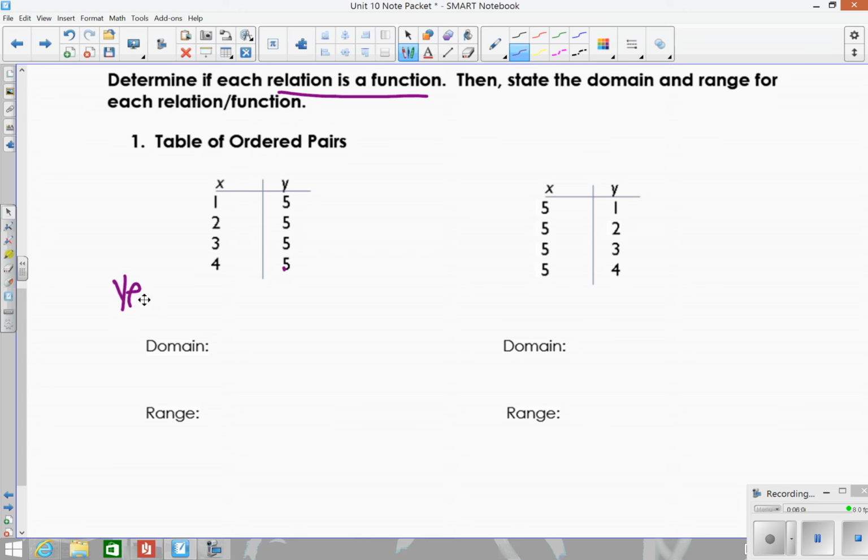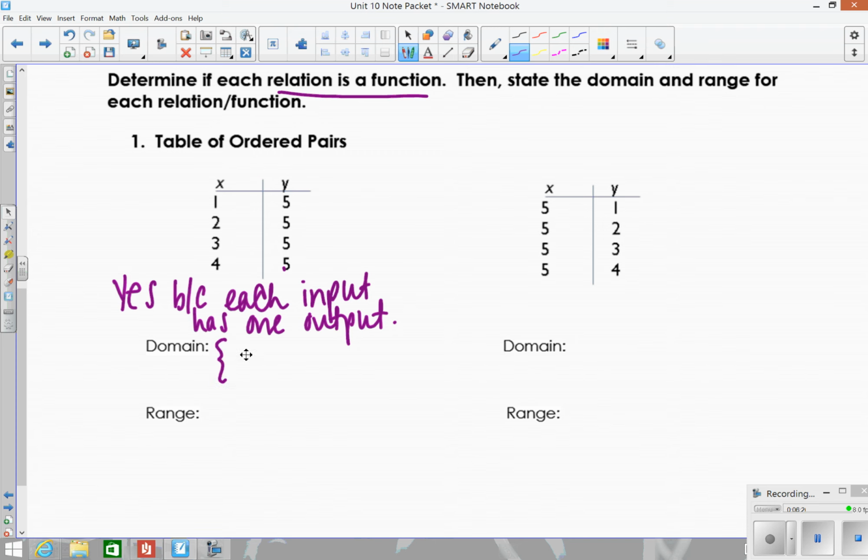So yes, because each input has one output. So then the domain of this, all of the inputs, so all of the x values, we can just list them out since we only have 4 of them. And then the range, well, we have 5, we could list it 4 times or just list it once since it's the same thing.